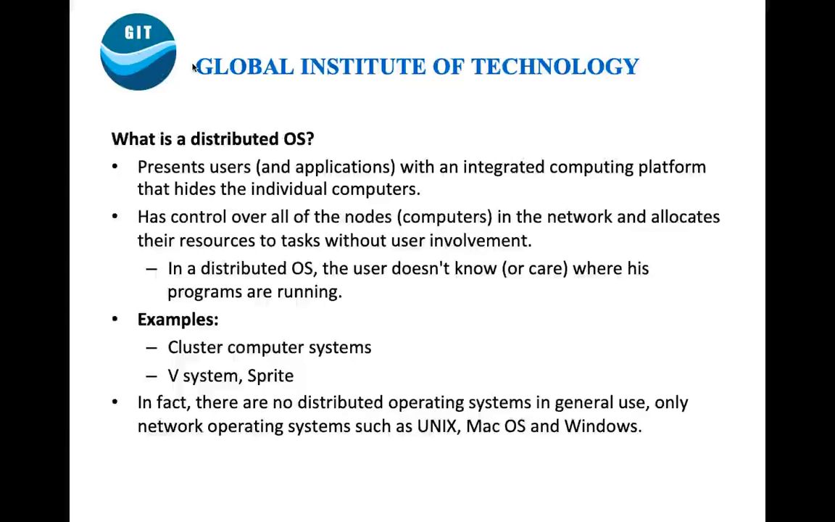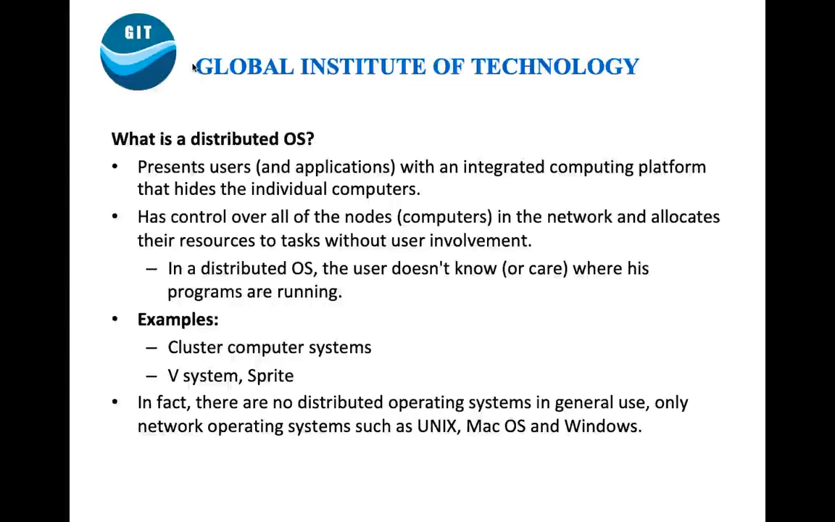What is an operating system in DS? It presents users with an integrated computing platform that hides the individual computers, has control over all the nodes in the network, and allocates their resources to tasks without user involvement. In a distributed OS, the user does not know where his programs are running.